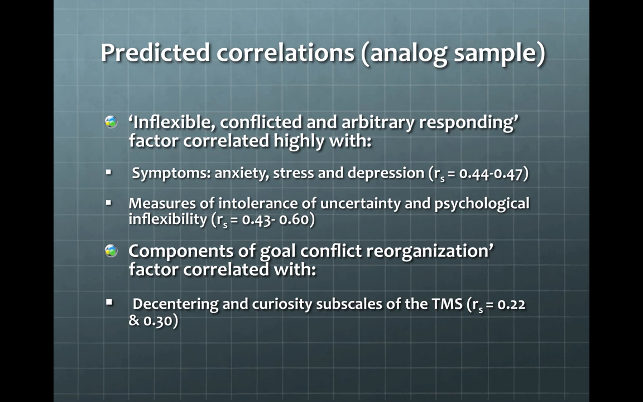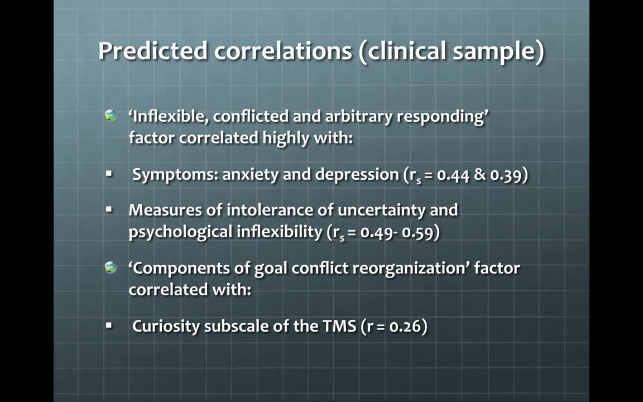And this is Lydia's research that she's writing up at the moment. She's basically found that this inflexible conflict factor correlates with more symptoms and more of those other core processes measured, such as intolerance of uncertainty and psychological inflexibility. And conversely, the extent to which people can hold goal conflict in awareness correlates with the decentering and curiosity subscales of the mindfulness measures. And we've generally found a similar pattern in clinical samples.